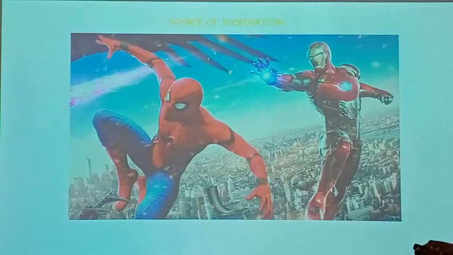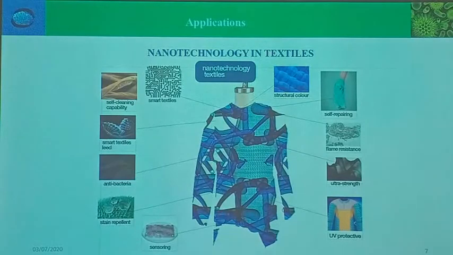So this image shows two superheroes, a source of our inspiration, that have special suits. Here Spider-Man and Iron Man also have special suits. So we can design and make such suits which give more power to a person. Here is the schematic representation of these suits in the textile industry: how nanotechnology promotes this in textiles and enhances the properties of the textile materials. So here is one phenomenon, self-cleaning capability.